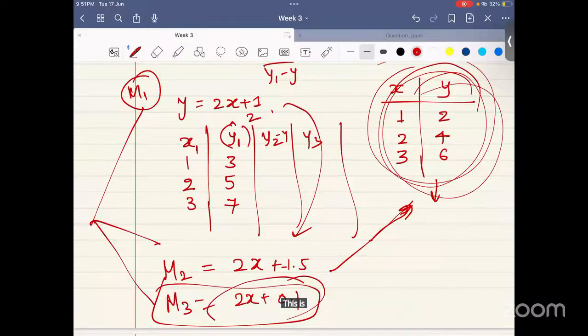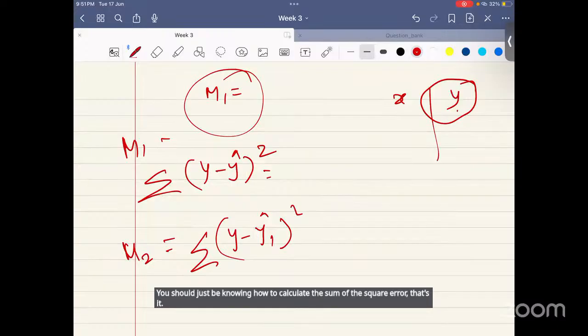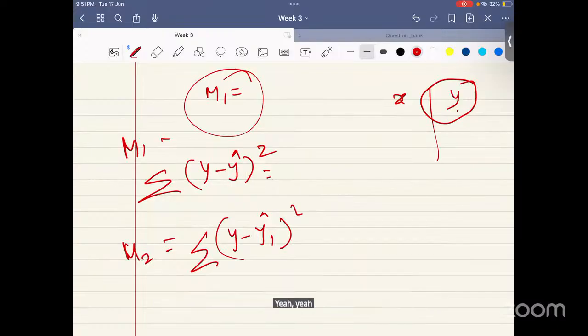This is what your sum of square error is. If you are not able to understand, you should just know how to calculate the sum of square error. That's it. Sum means we have to use the error which is minimum to the real value.